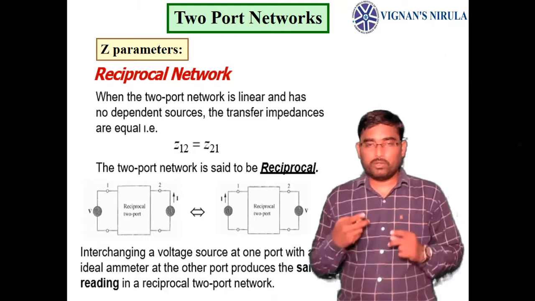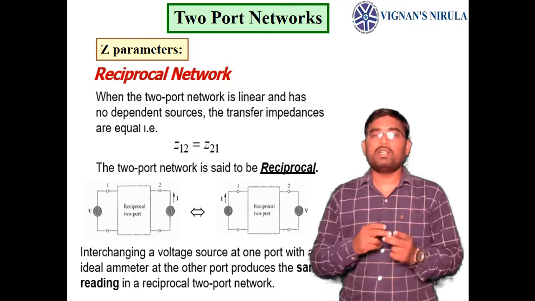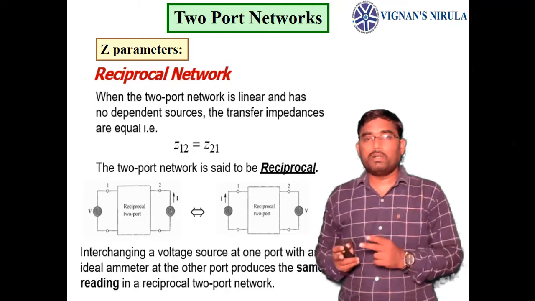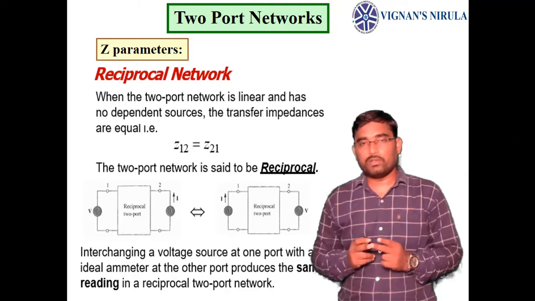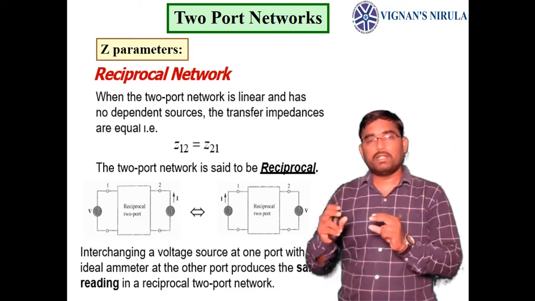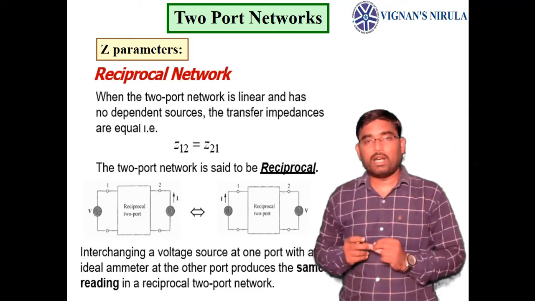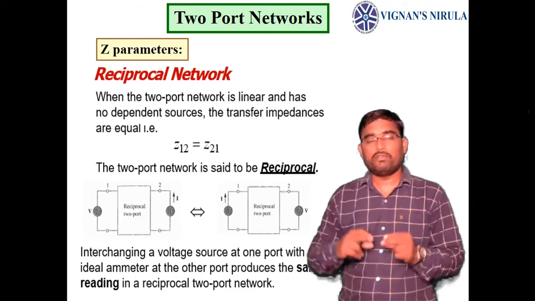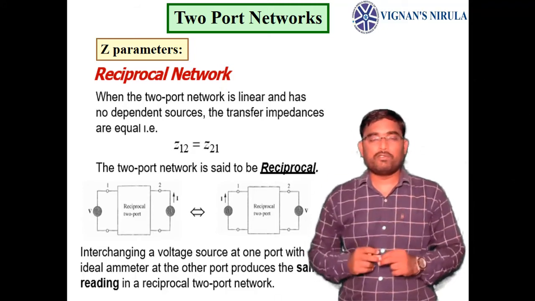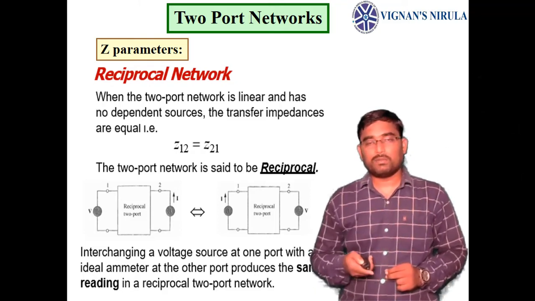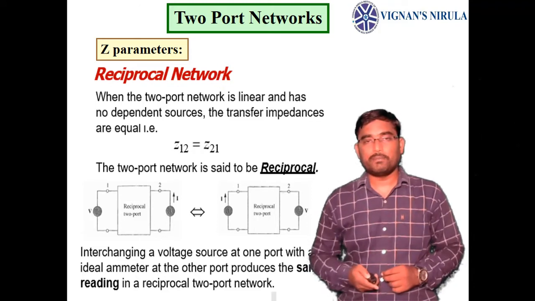In the same way, if you apply the condition V1 by I2 when I1 is 0 is equivalent to V2 by I1 when I2 is 0 to the Z parametric equations, we get Z12 equals Z21. I repeat, if we equate these two conditions from the Z parametric equations, we get Z12 equals Z21, which is the reciprocity condition in terms of Z parameters.